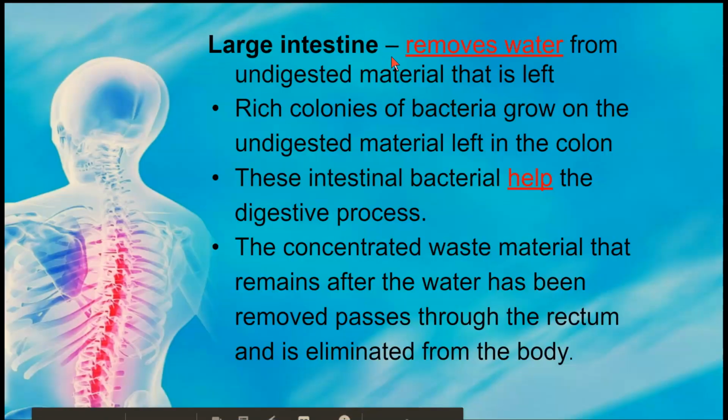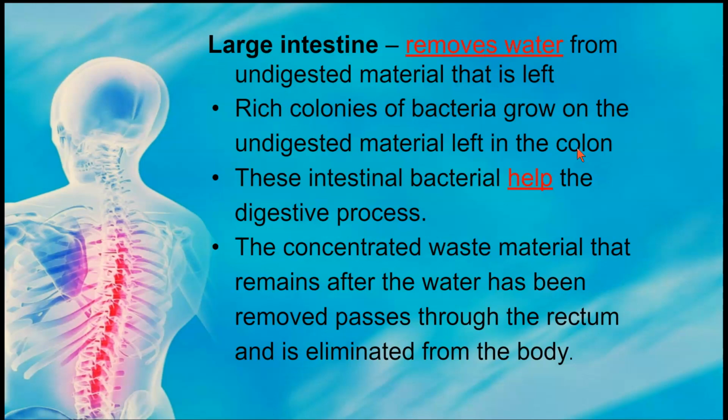The large intestine removes water from undigested material that is left. So your body needs water, and you get some water from the digestion of that material. We don't want to absorb all the water because that's impaction, right? And we have a dry, hard stool that's unbearable. But it does remove most of the water. It leaves behind just enough to soften the waste.